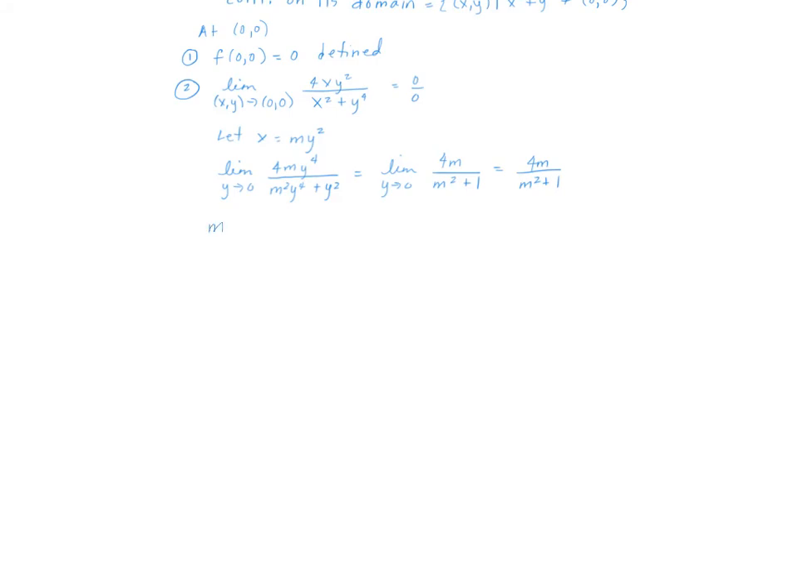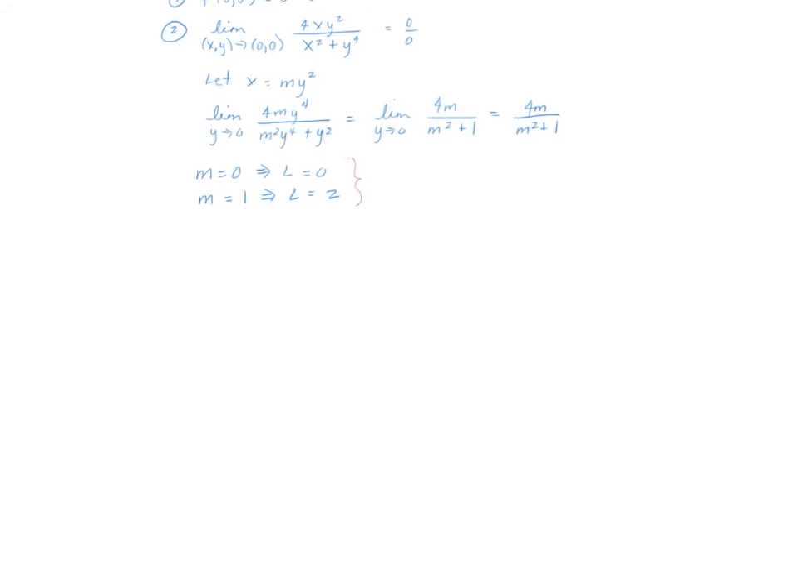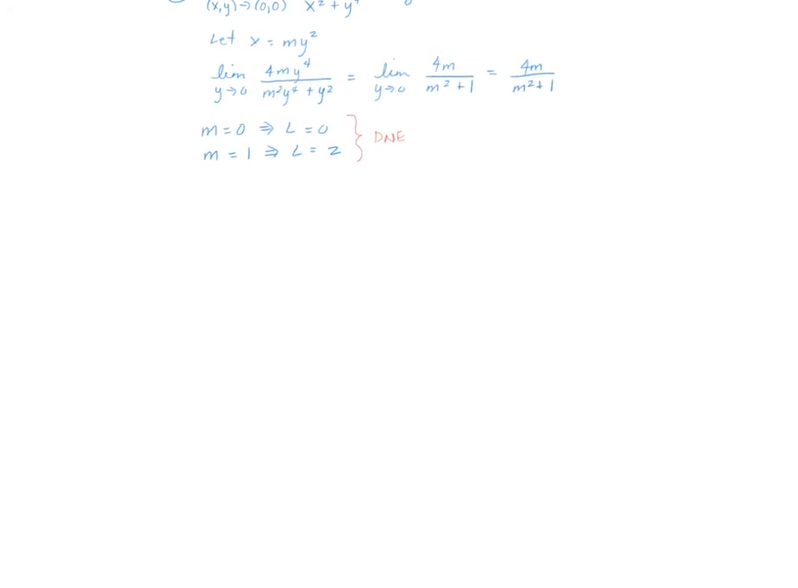If m is equal to 0, and I always start at 0 because they're easy, then the limit is going to be equal to 0. If m is equal to 1, my limit is going to be equal to 2. So I found two paths that gave me different limit values. The limit does not exist. So that second criteria, limit exists, it does not. Well, what does all of this mean? It means that f is not continuous at the point 0, 0.